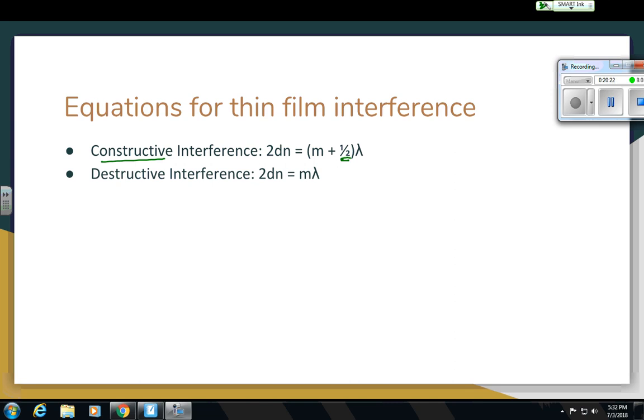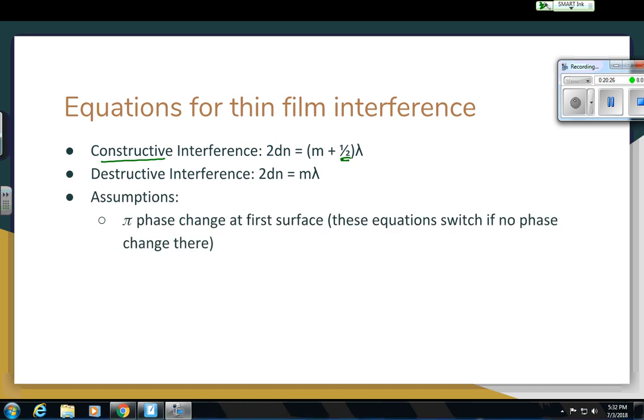So what are some of the assumptions we have with these equations and some of the things you need to know? The first assumption is that there is a phase change at the first surface of pi radians. Again, that only happens when light is reflecting off of a medium that has a greater index of refraction. And these equations will switch if, for some reason, there is no phase change off of that first surface. In this equation, D is the thickness of the film, okay, how thick it is.